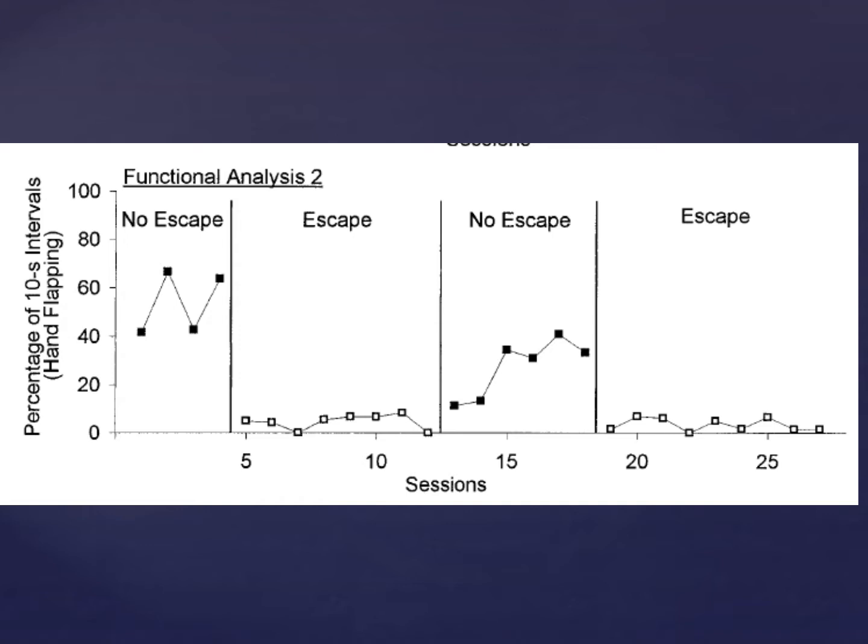The second functional analysis was designed to determine whether the behavior was maintained by automatic reinforcement simply whenever someone was interacting with him, or if it actually was maintained by escape from interaction. This graph shows that the behavior stopped when play was removed contingent upon the hand flapping, so it was indeed maintained by automatic and not social reinforcement.